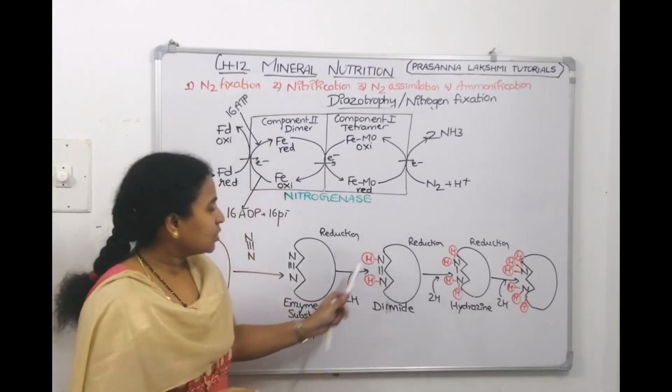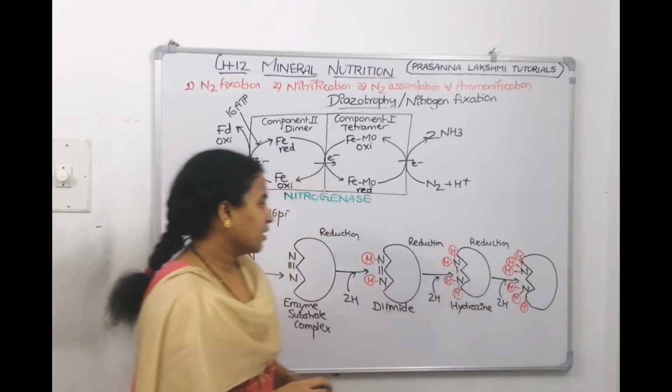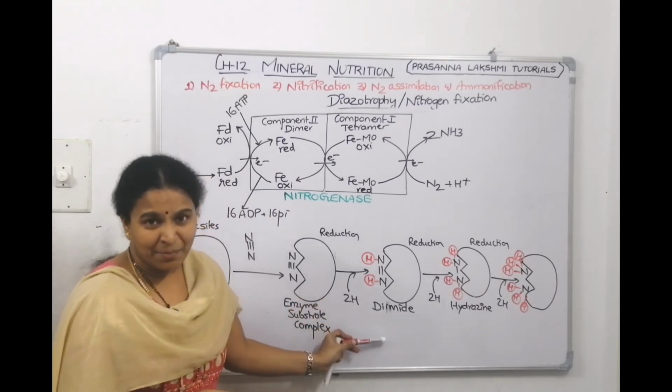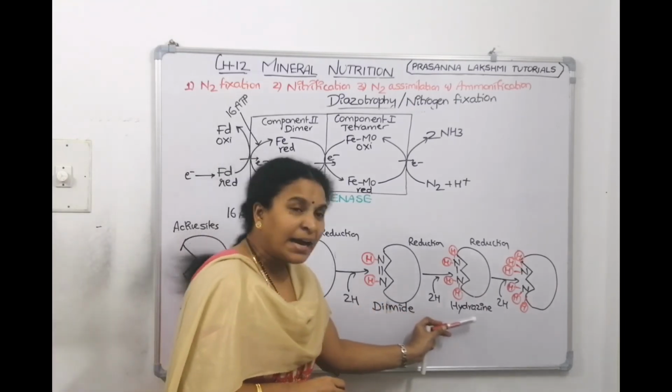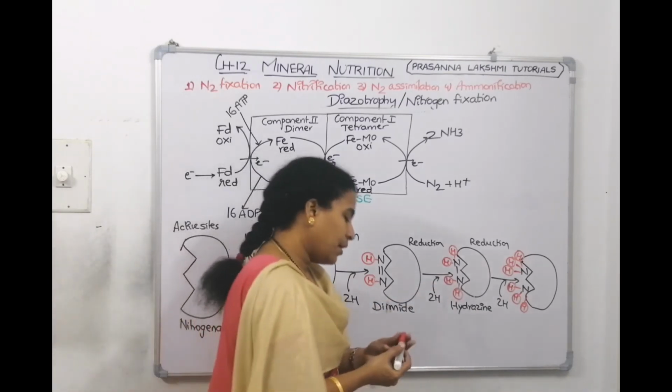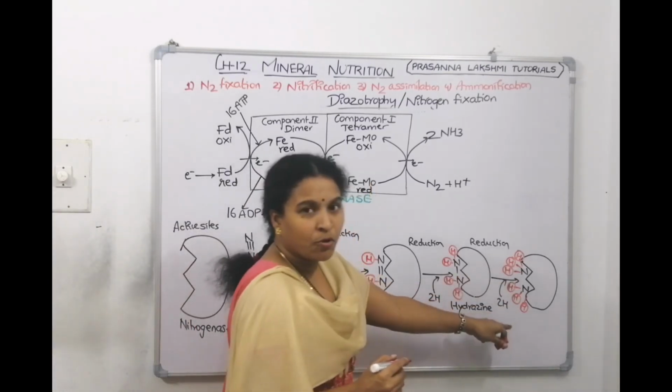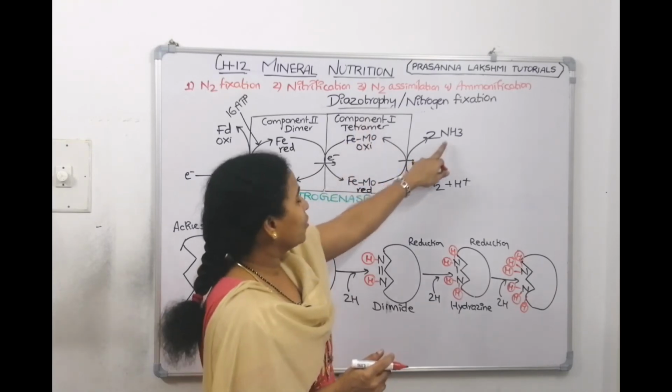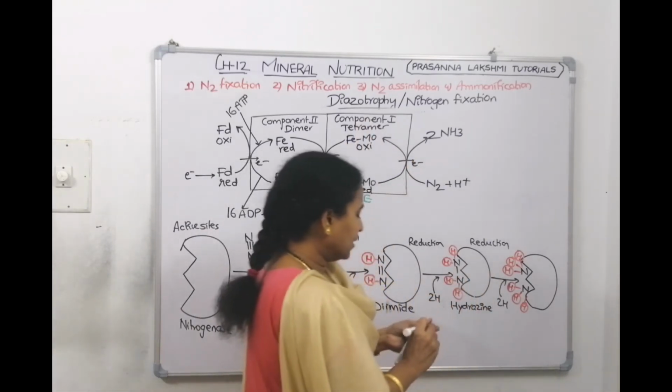So first reduction, second reduction, third reduction. In first reduction, diamide is formed. In second reduction, hydrazine is formed. In third reduction, 2 ammonia molecules are formed. Now what happens? These 2 ammonia molecules will be released out.